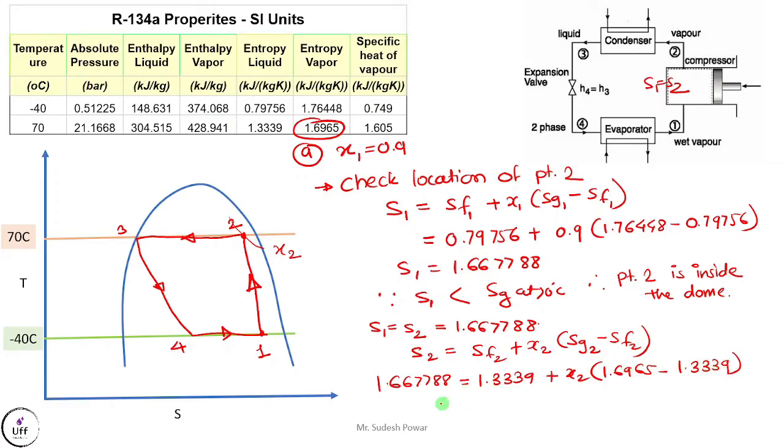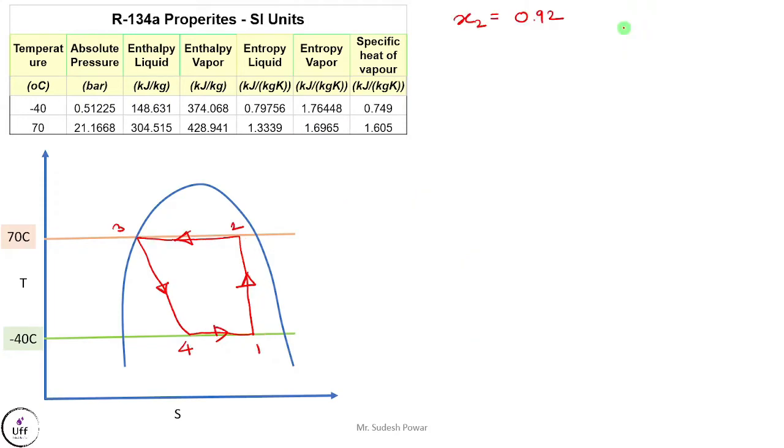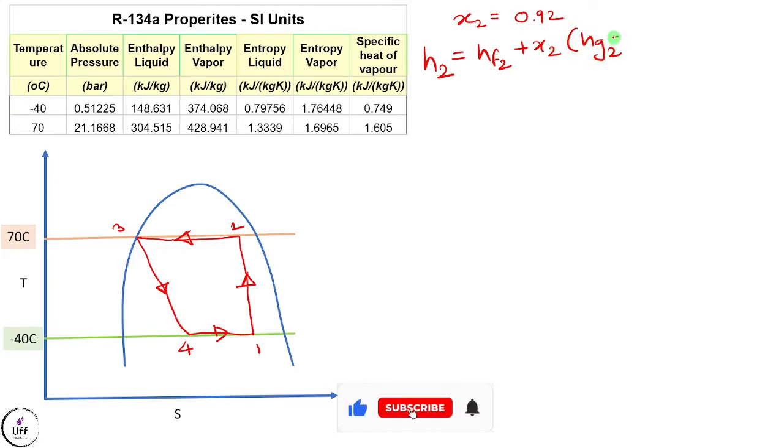So if you do this calculation, you are getting the X2 as 0.9208. So almost we can consider it is 0.92. So by using this, we can find out enthalpy at point number 2. So X2 we got as 0.92. So by using this, we can find out the S2. S2 is HF2 plus X2 into Hg2 minus HF2. Just put the values.